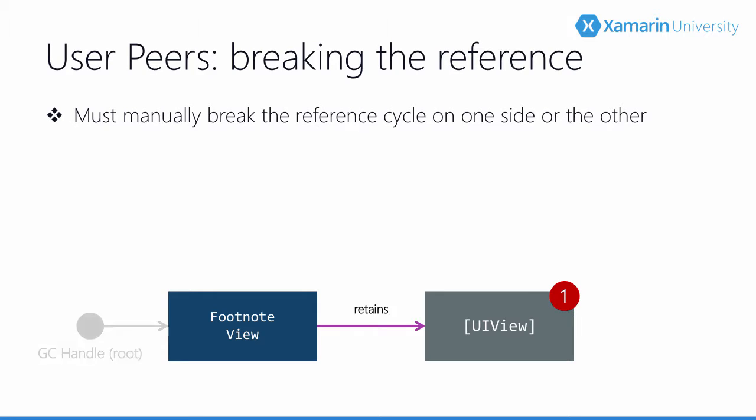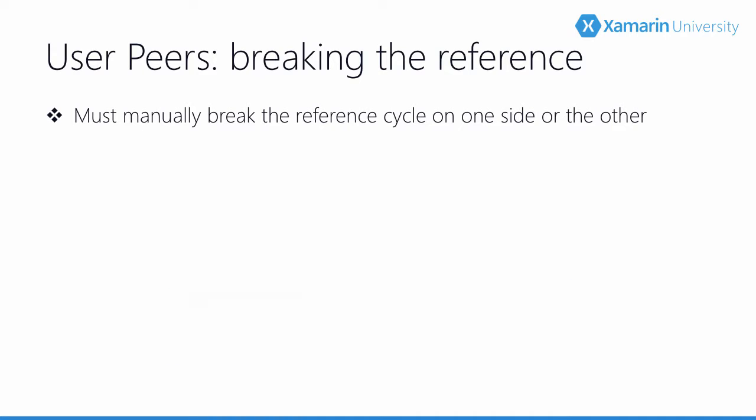And so therefore, when the GC runs, it'll get rid of the GC handle, which will then clear up that whole graph, and both of those objects will go away. So that's the first thing we can do. We can break the cycle by clearing the parent node.